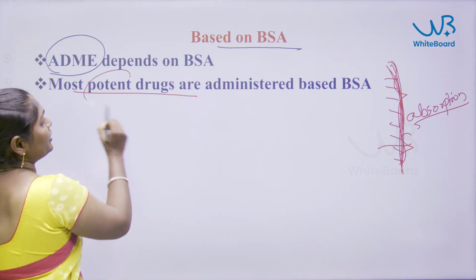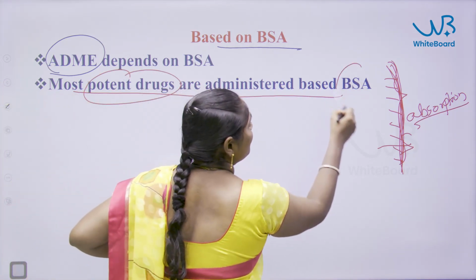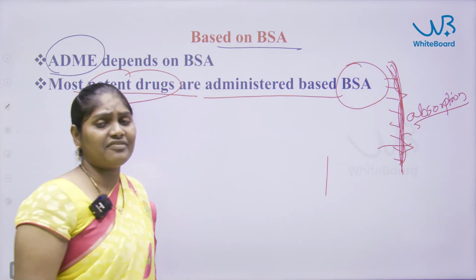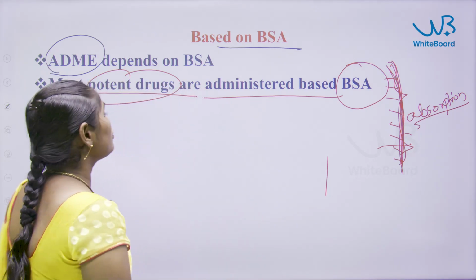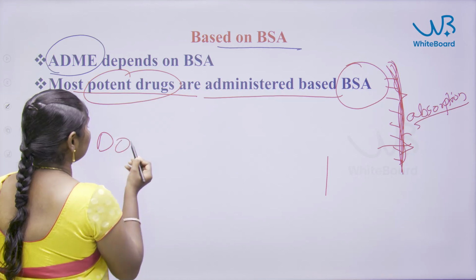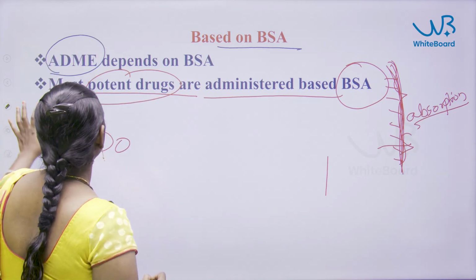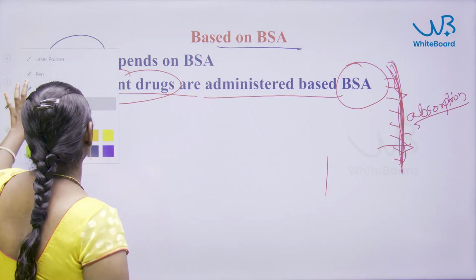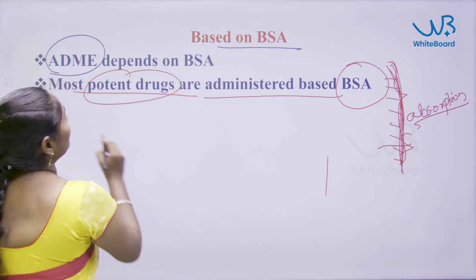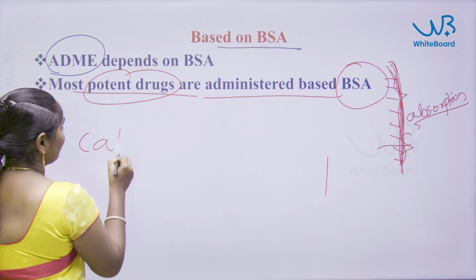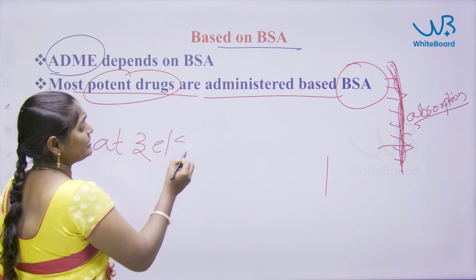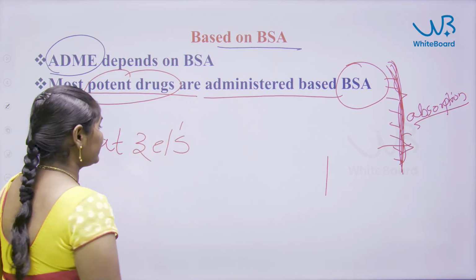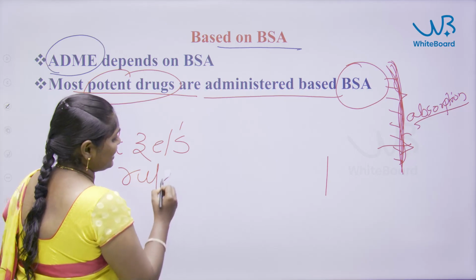So most potent drugs are administered based on body surface area. What is the formula called, the one you need based on body surface area? We have one formula. What is that formula? That is Katz's rule.